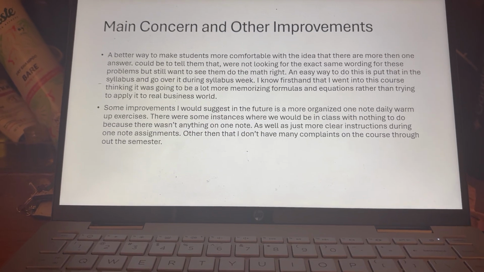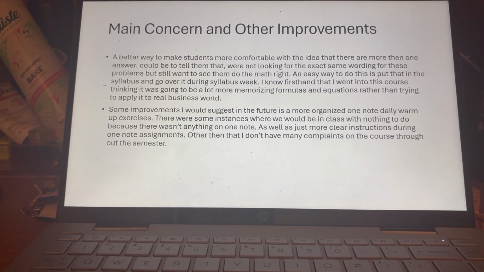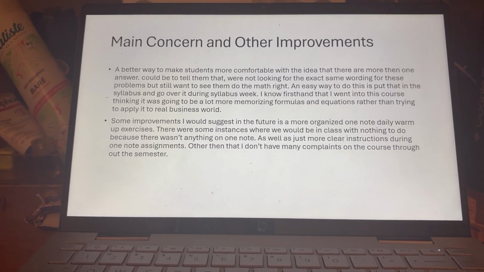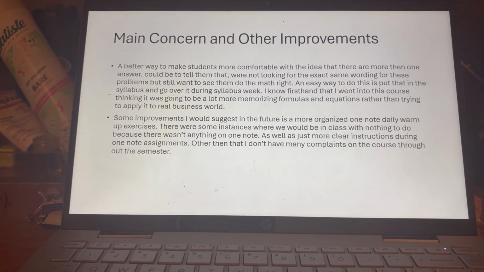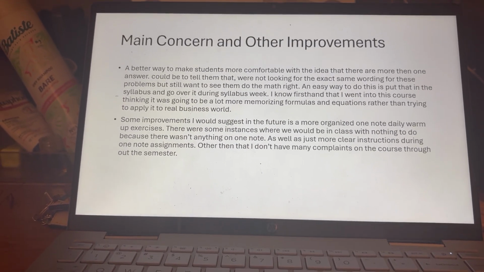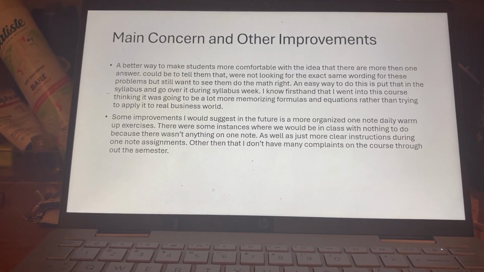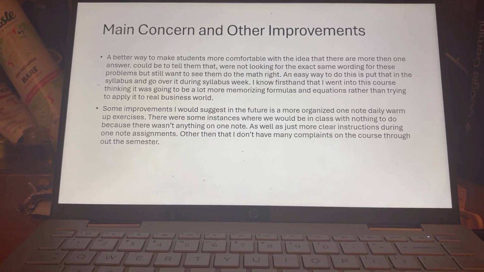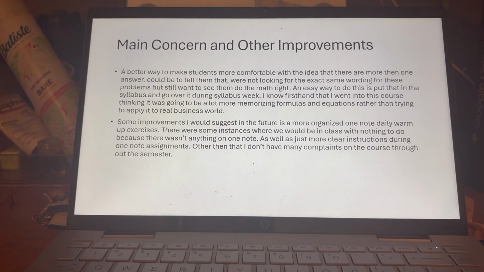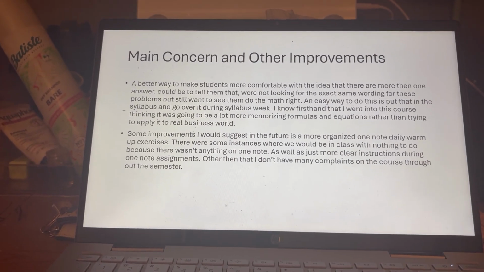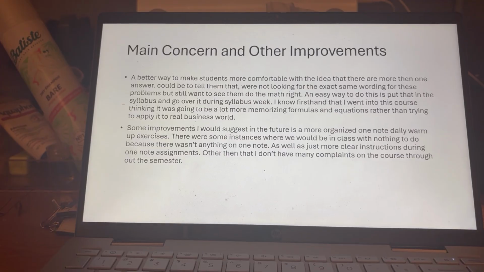I know firsthand that when I went into this course, I thought, okay, this is going to be calculus hard, memorizing all this stuff and then taking tests on it, but it's not. You're applying it to the real business world. So I would just say, put in the syllabus and make it a lot easier for the kids to understand in the future that, hey, in this class there is more than one answer that you can explain, but you still do need to get the math right and show your work.